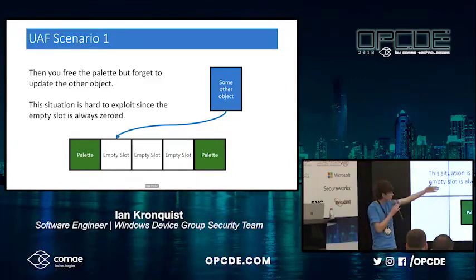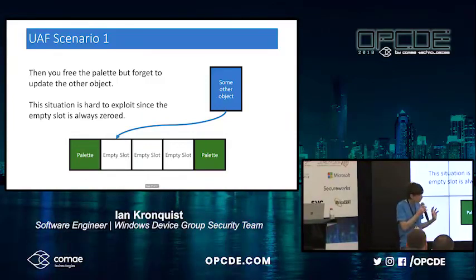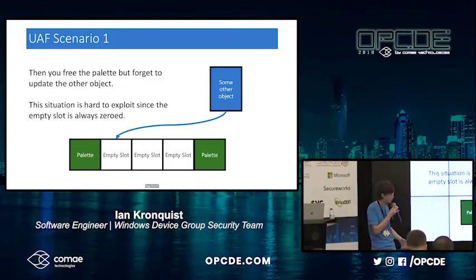Now we've got this dangling pointer pointing at an empty slot. Fortunately, like I said, when an object is freed, the empty slot is replaced with zeros. So now if there was a pointer there, when you try to dereference it via that object, you're going to get a null pointer exception and crash the kernel. Blue screen of death.